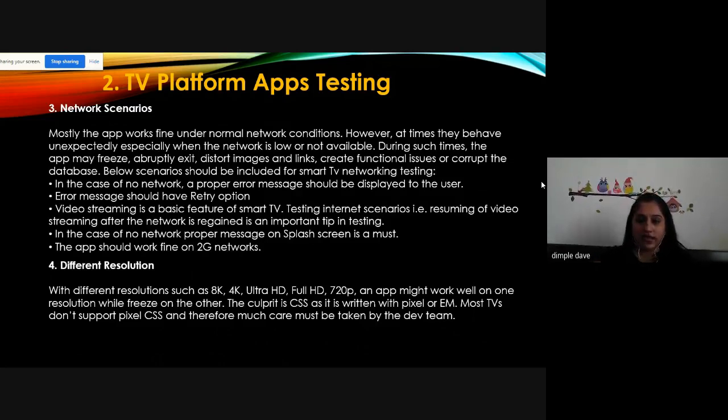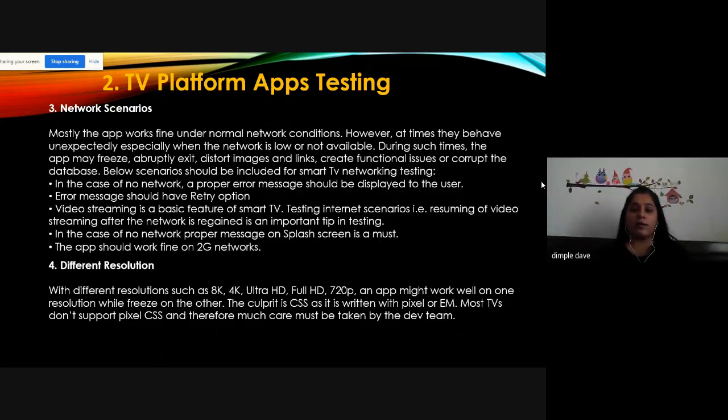However, at times they behave unexpectedly, especially when the network is low or not available. During such time, the app may freeze, abruptly exit, distort images and links, create functional issues, or corrupt the database. These are the basic common issues we face when the network goes up and down. So while testing a smart TV application, we have to consider this aspect also.